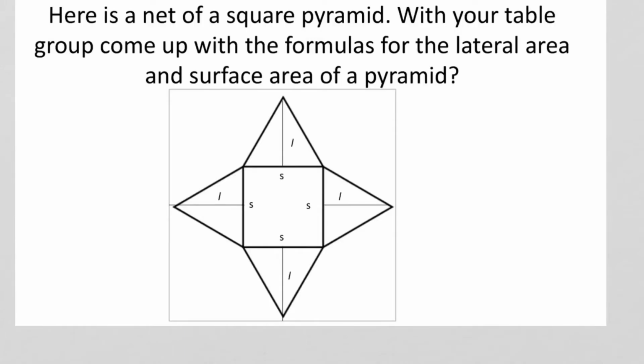Okay, so here's my rendition of a net of a square pyramid. I have the square on the bottom, and I labeled all the sides S's. I have my 4 triangles opened up, and I labeled the slant height on each of them as L.